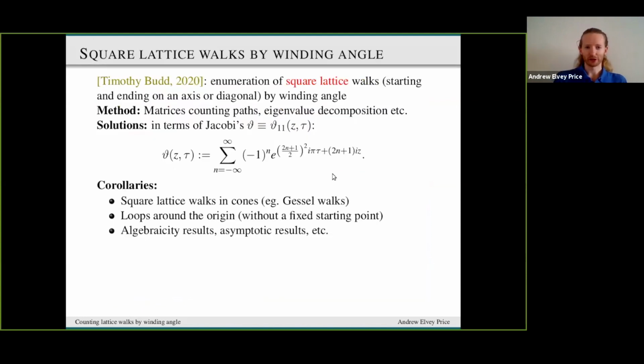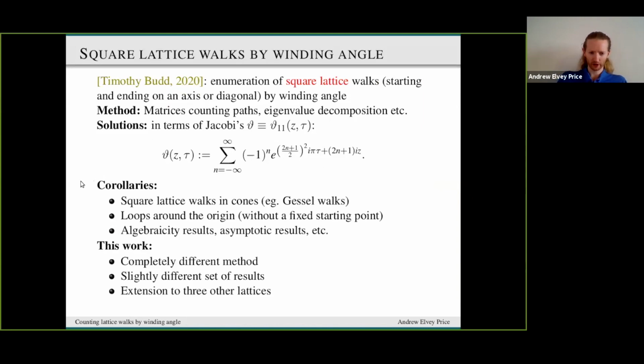Okay, so I should say a bit about Tim Budd's results. Timothy Budd enumerated walks by winding angle on the square lattice. His method used matrices counting certain paths in the lattice, and eigenvalue decompositions of those matrices. The solutions he found involve the Jacobi theta function, which I've defined here. He got a variety of nice corollaries from his results.